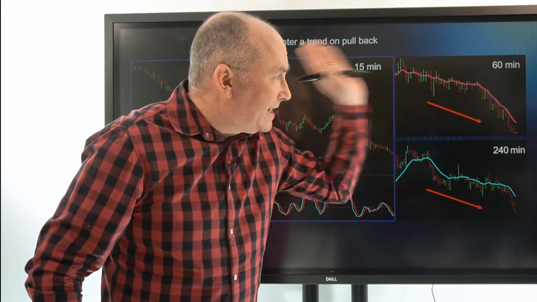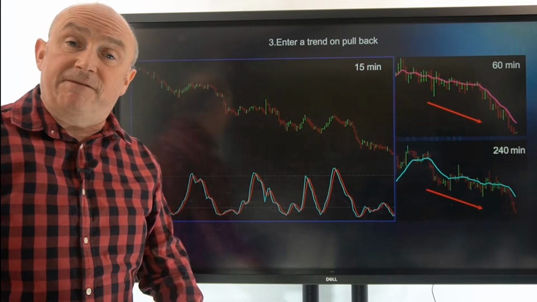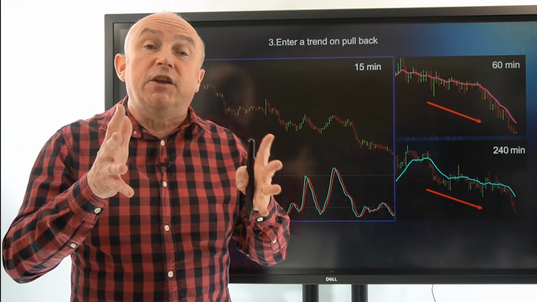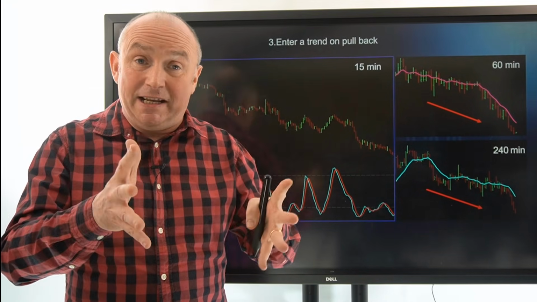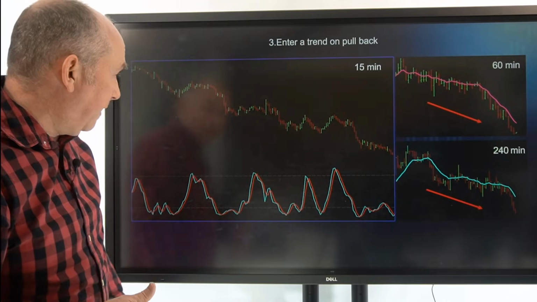So typically you might be looking at the 4-hour chart, the 240 minutes, and then you might be looking at the 60-minute chart, that's the lower time frame, and you may be looking for entries on the 15-minute time frame. So the 15-minute time frame is the chart that you're using to determine the entries and the exits, but you've got confirmation of the trend on the higher time frame.